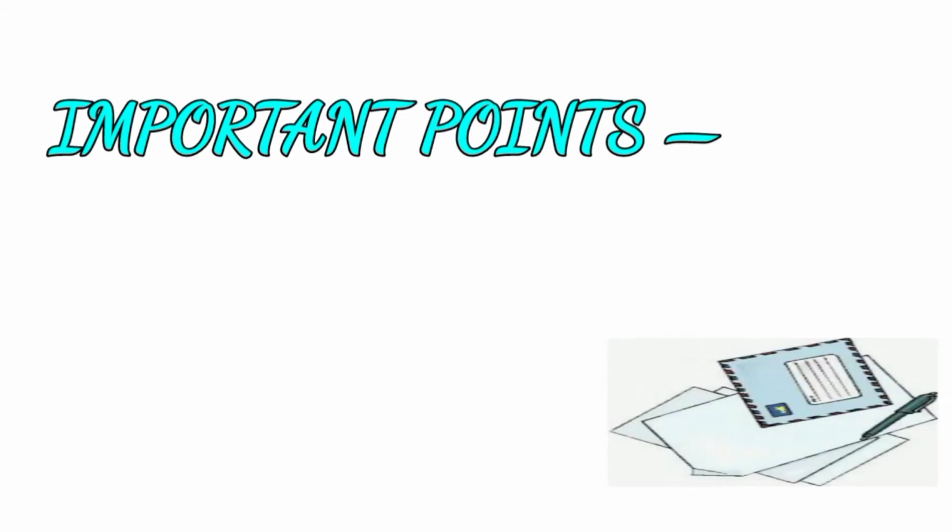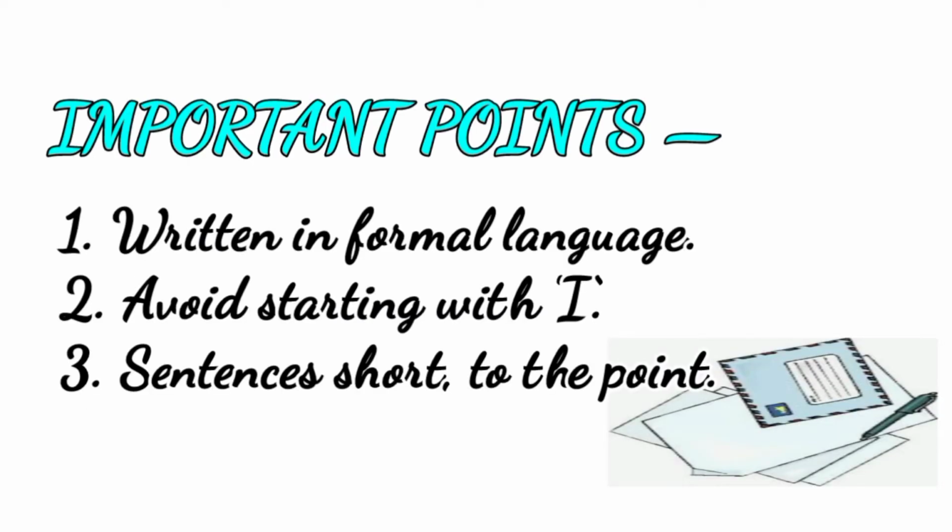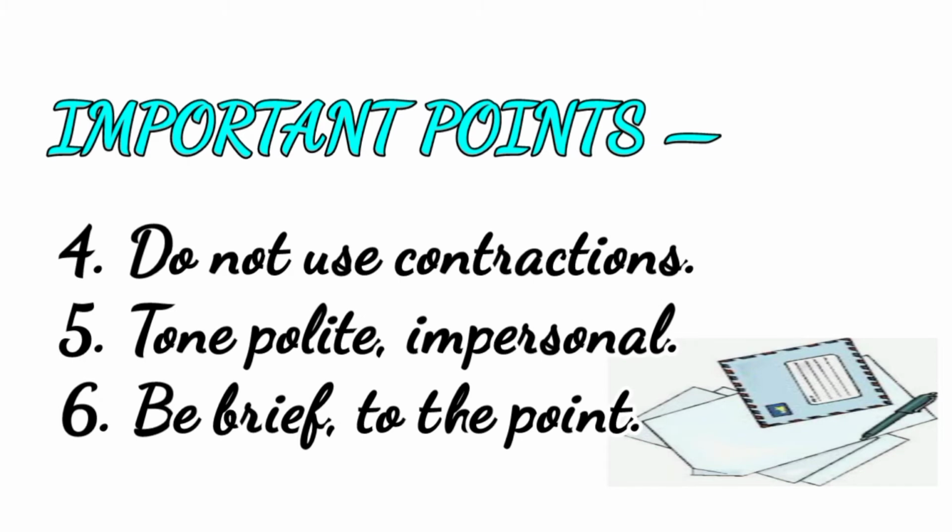Let us now discuss some important points of writing a formal letter. Number 1, formal letters are written in formal language. Number 2, try to avoid starting the letter with the pronoun I. Number 3, keep sentences short and to the point. Number 4, do not use contractions. Number 5, your tone of writing should be polite and impersonal. Number 6, be brief. Be brief and to the point.